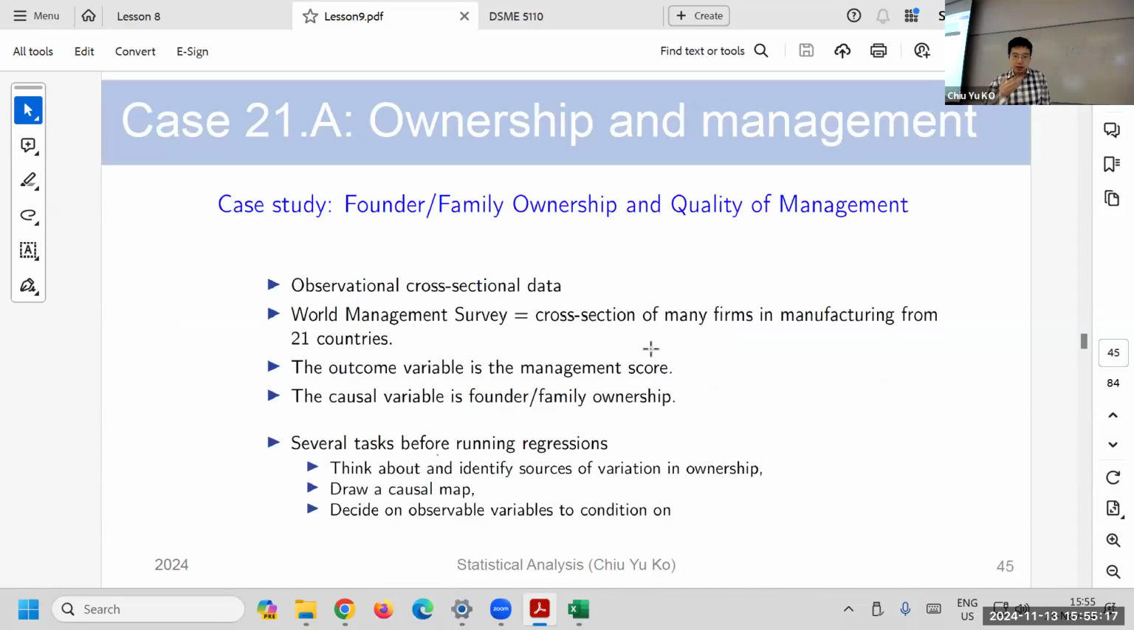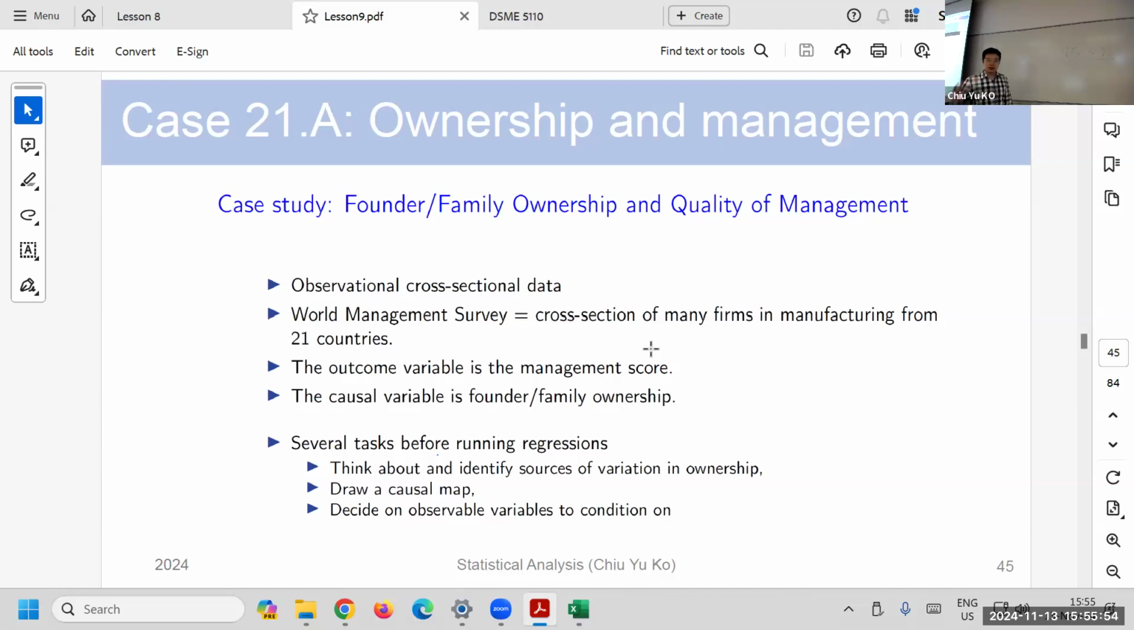So here comes the data. Remember this World Management Survey we did in the very first class? These are observational data, and then we have the management score. We want to look at whether family or founder-owned companies actually perform better. Very important: if I just want to do prediction, I just want regression, done. Machine learning, done. But I really want to see if this has some impact. So how can we do that?